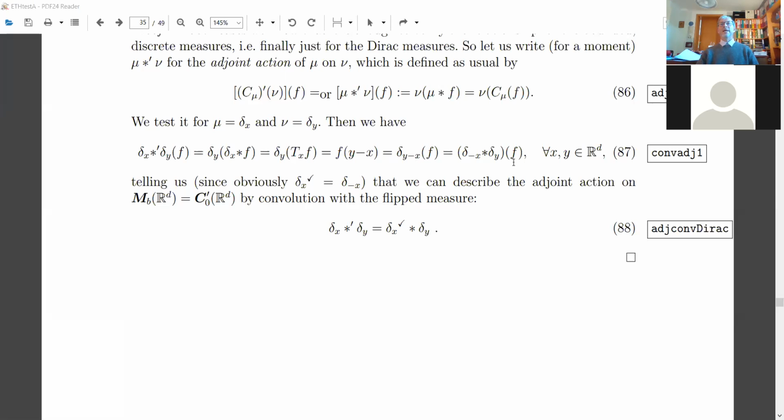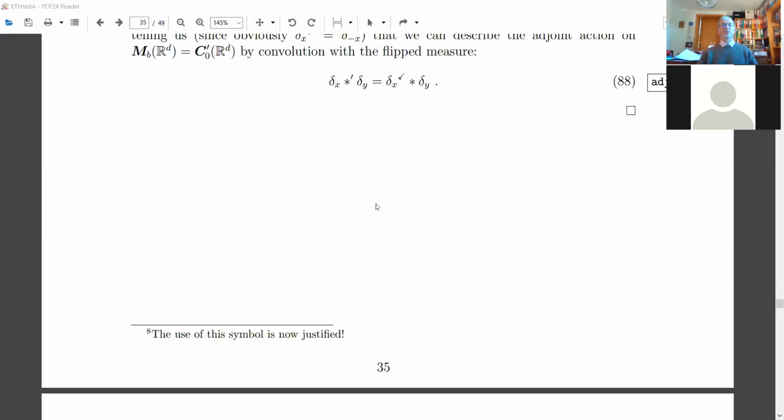Now this is true for every input signal f, and that means these two functionals agree: the abstractly defined adjoint action operator on delta y, or the concrete internal convolution with delta of minus x. So in symbols, it means the adjoint action on delta y is the same as the convolution with the flipped version of the delta, because the flip is an operator that you can apply to any measure. Recall, mu flipped of f is by definition, and for many reasons has to be, mu of f flipped, and so you can reduce it.